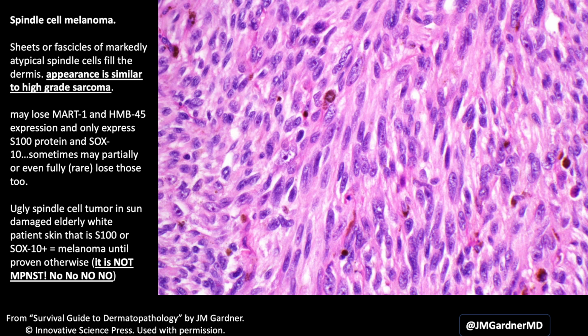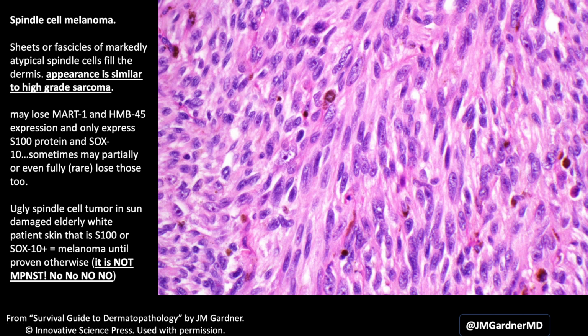That's spindle cell melanoma. Okay, they sometimes express MART and HMB45, but I find that oftentimes they have partial or complete loss of those markers too. So I regularly see spindle cell melanomas that are only S100 or SOX10 positive, and then people will want to call them malignant peripheral nerve sheath tumor. No.